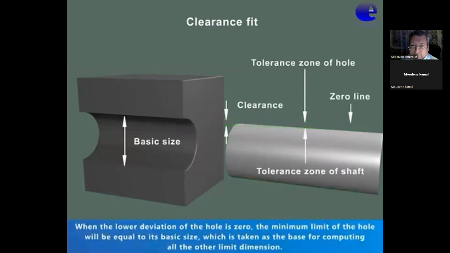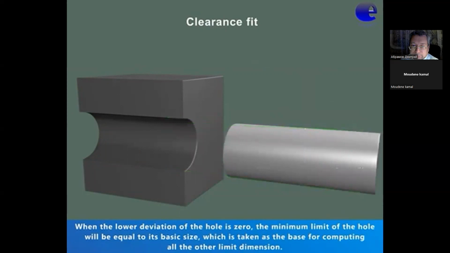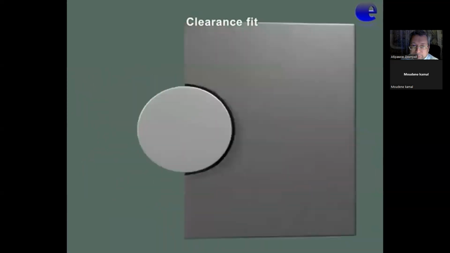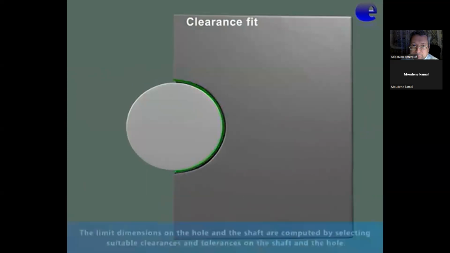When the lower deviation of the hole is 0, the minimum limit of the hole will be equal to its basic size, which is taken as the base for computing all the other limit dimensions. The limit dimensions on the hole and the shaft are computed by selecting suitable clearances and tolerances on the shaft and the hole.